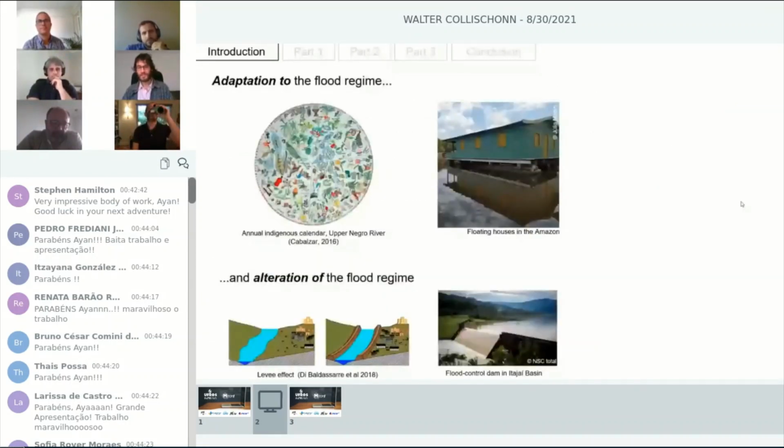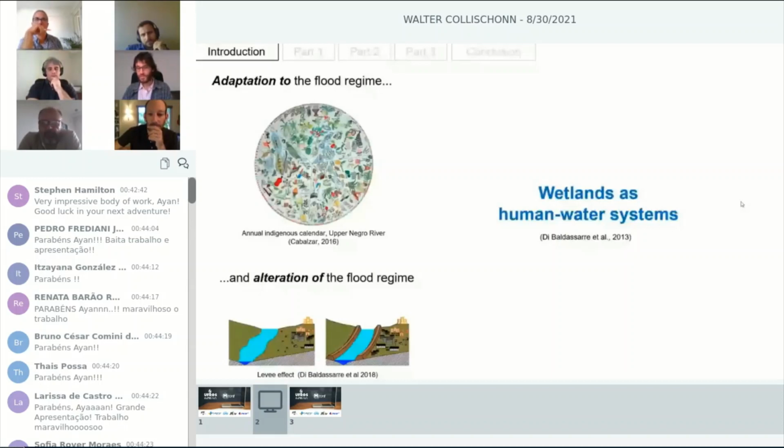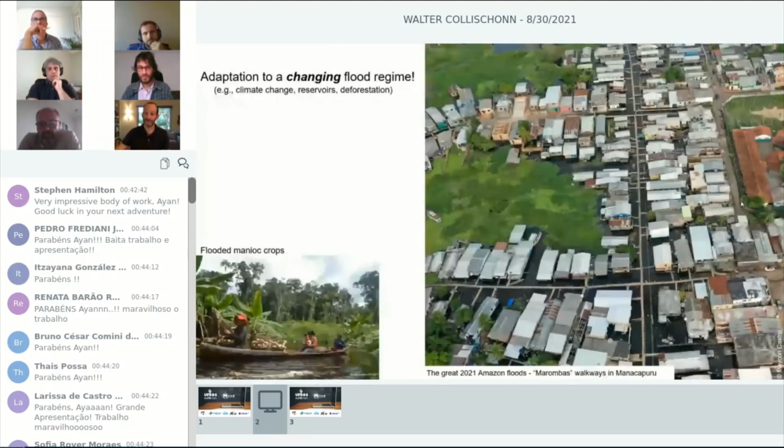And these human societies have had to adapt to the flood regime, as seen, for instance, in this beautiful annual indigenous calendar from the Upper Negro River Basin, where they depict how agriculture and all their activities and habits occur during the year and follow the hydrological cycle. And not only do they have to adapt to the flood regime, but humans also alter the flood regime through river engineering approaches such as the building of levees and dams. In other words, wetlands should be seen as human water systems, a two-way coupled process where both humans and wetlands interact directly. And of course, they need to adapt to a changing flood regime, to the many changes in the environment due to factors such as climate change, building of reservoirs, and so many other aspects.